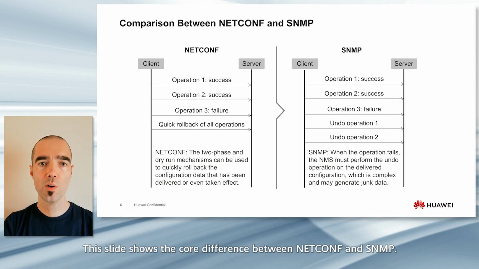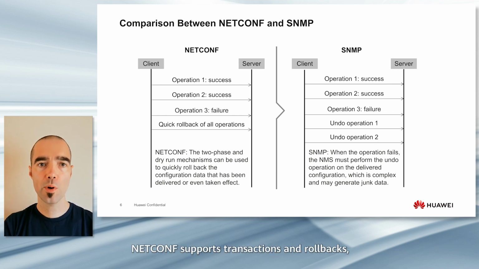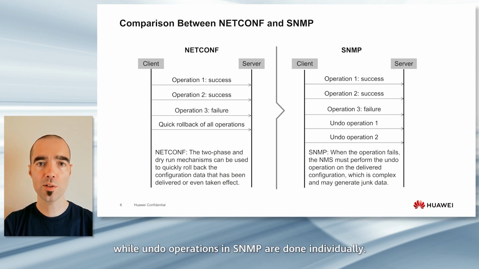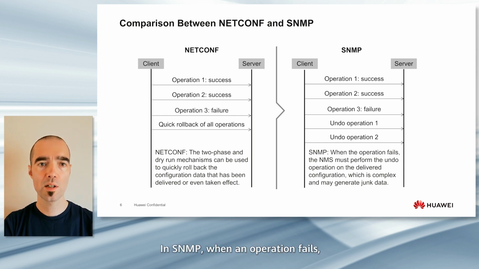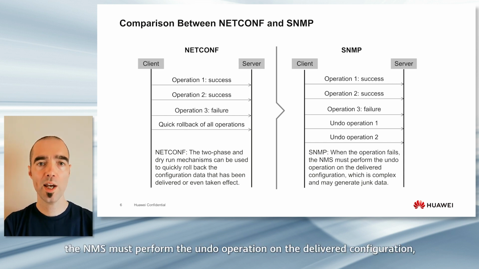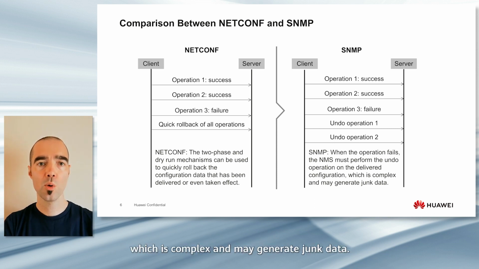This slide shows the core difference between Netconf and SNMP. Netconf supports transactions and rollbacks, while undo operations in SNMP are done individually. Netconf 2-phase and dry run mechanisms can be used to quickly roll back the configuration data that has been delivered or even taken effect. In SNMP, when an operation fails, the NMS must perform the undo operation on the delivered configuration, which is complex and may generate junk data.